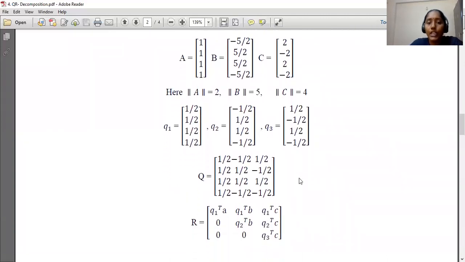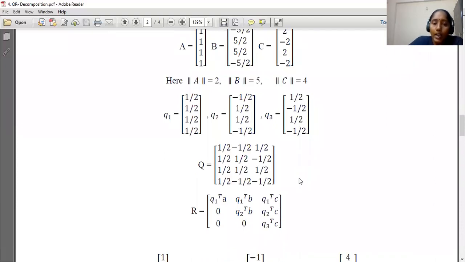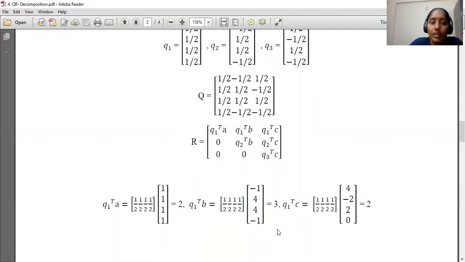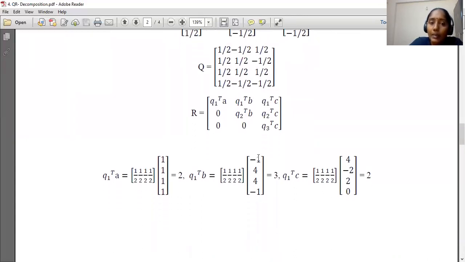Now find the matrix R as Q1 transpose A. This is an upper triangular matrix: Q1 transpose A, Q1 transpose B, Q1 transpose C; 0, Q2 transpose B, Q2 transpose C; 0, 0, Q3 transpose C. Just multiply the vectors, find the product of the two vectors for these values, and substitute these values in the matrix R.